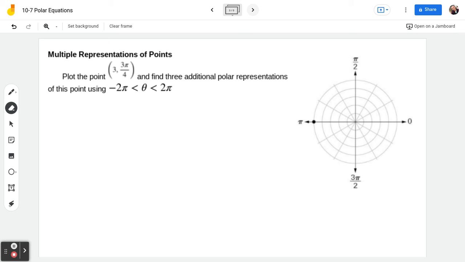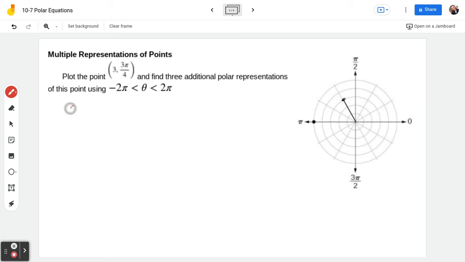I love this. All right, multiple representations of points. It says plot (3, 3 pi over 4) and find 3 additional polar representations between negative 2 pi and 2 pi. So you guys go ahead and pause. I believe in you. You can do it. Okay, so the first thing I did is I graphed this, and then from there, all I'm going to do is find some coterminal angles that are between negative 2 pi and 2 pi.